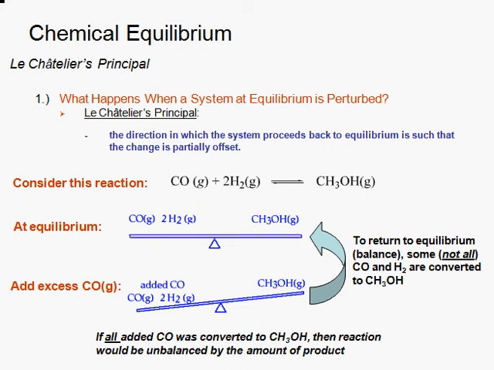Consider the reaction CO plus 2H2 gives CH3OH. At equilibrium, here is the condition: CO plus 2H2 is in equilibrium with the product CH3OH. Adding excess CO means the reactant will return to equilibrium. Some, not all, CO and H2 are converted to CH3OH. If all the added CO was converted to CH3OH, then the reaction would be unbalanced by the amount of product.